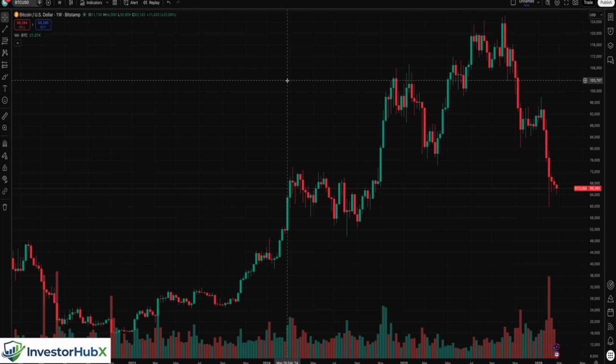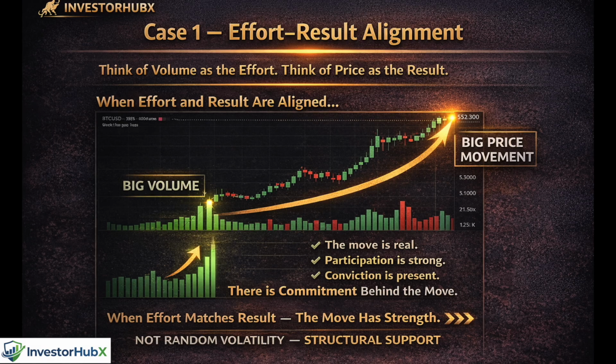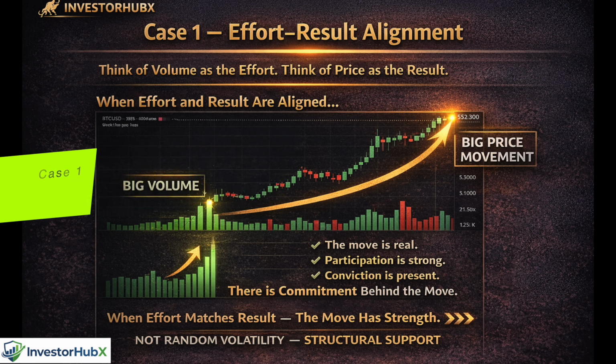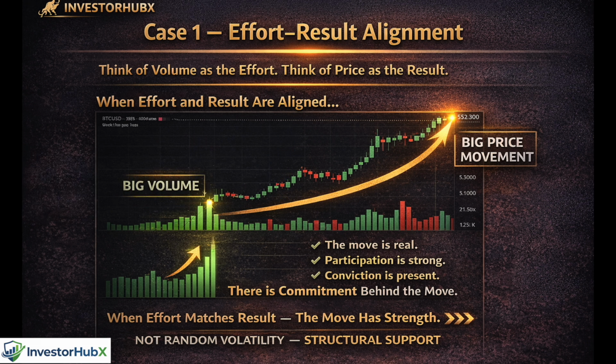Simple. Now that we have volume on the chart, let's learn how to read it properly. Case 1, effort result alignment. Think of volume as the effort. Think of price as the result. When effort and result are aligned, big volume produces a big price movement. That tells us the move is real. Participation is strong. Conviction is present. There is commitment behind the move.